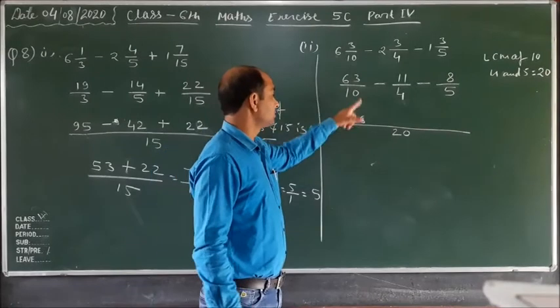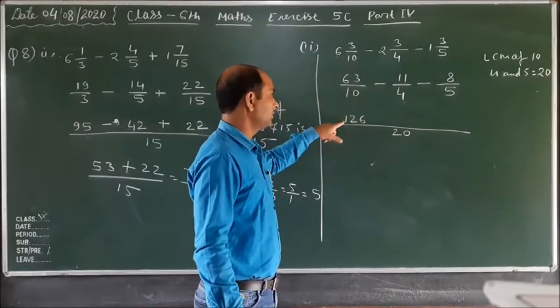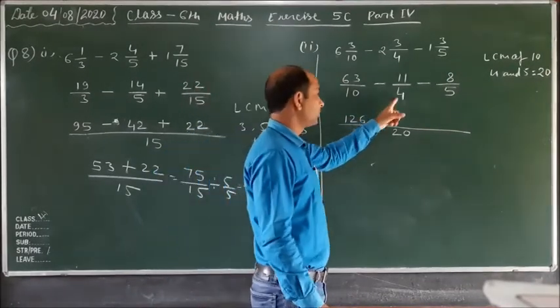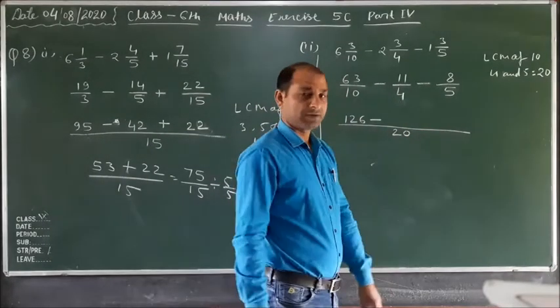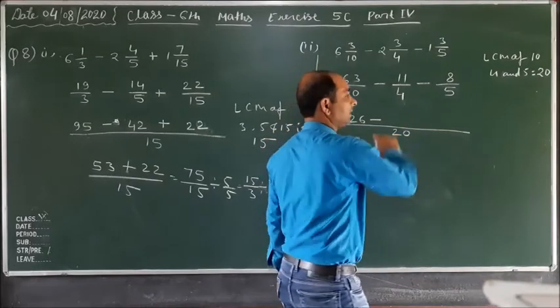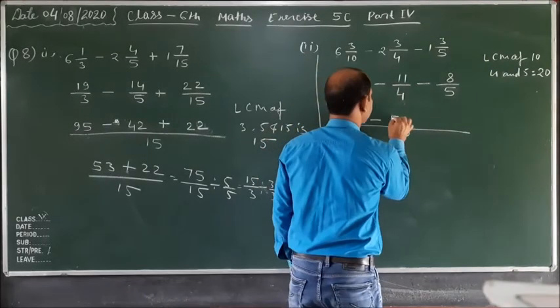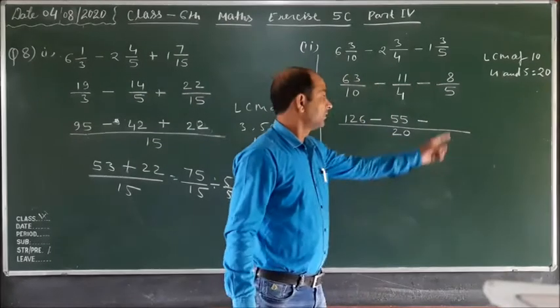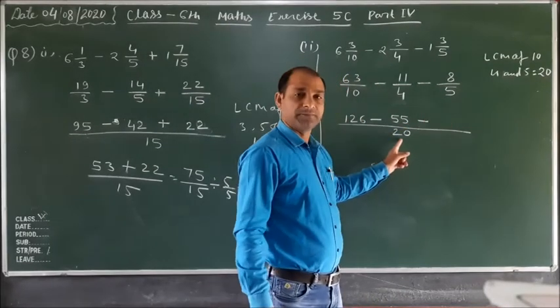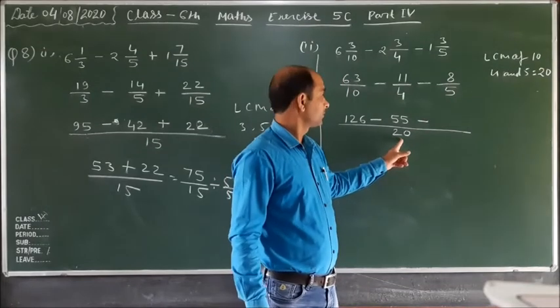126. 2 3s are 6. 2 6s are 12. Now 4 minus 4 5s are 25. Then 5 multiplied by 11. 11 5s are 55. Now 5 4s are 20.